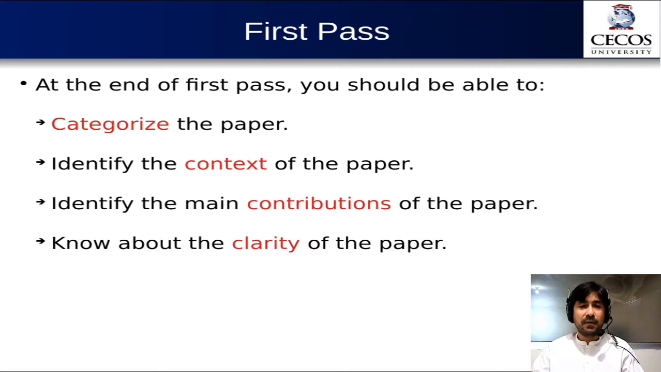What is the problem that the author is trying to address? What is the context of the paper? What is the background of the problem of the paper? What are the main contributions of the paper? How do the authors approach solving the problem? And then you will be able to find whether the paper is written clearly.